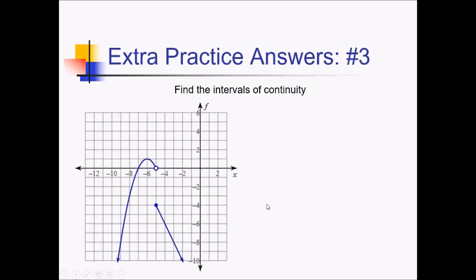To find intervals of continuity for this function, we first note that there's a jump discontinuity at x equals -5. So therefore, our continuity interval, we're going to have one from -infinity to that discontinuity at -5, union -5 to infinity.